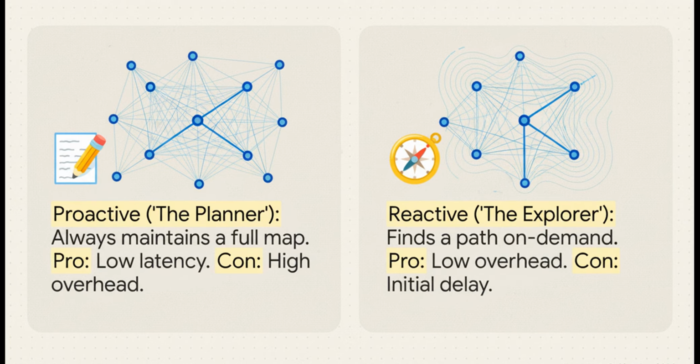You've got your proactive routing. Think of it as the planner. It's constantly working to keep a full, up-to-date map of the entire network. Then you have reactive routing, which is more like the explorer. It doesn't bother finding a path until you actually need one. So you have a trade-off. One is faster when you hit send, but the other one uses way less energy just to maintain itself.